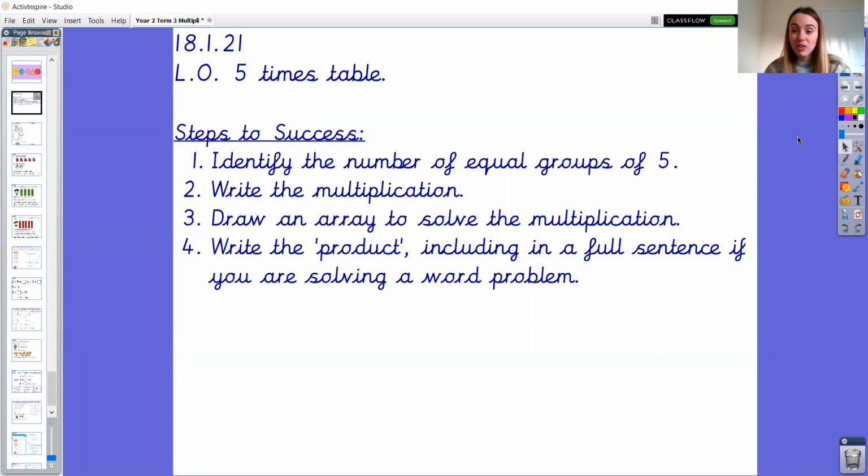Well done, Year 2. So thinking about our steps to success today, the first thing we're going to do is identify the number of equal groups of 5. We will then write the multiplication sentence, draw an array to solve the multiplication, and then finally write the product, including in a full sentence if you are solving a word problem.